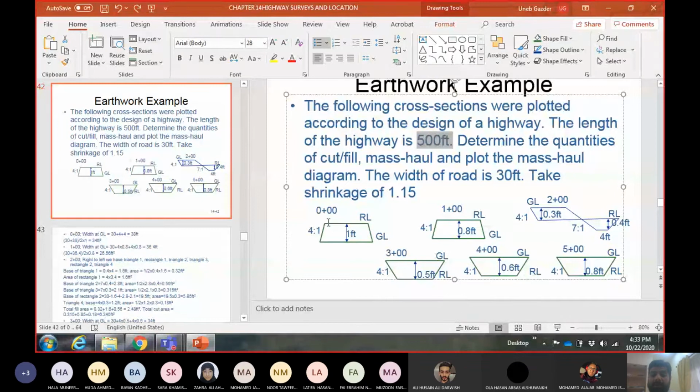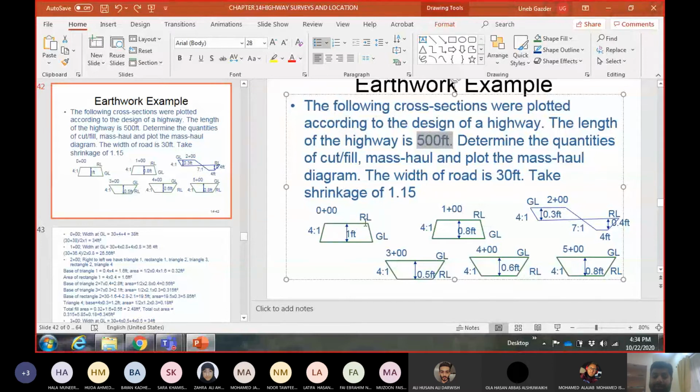Now, if you look at the cross section at station 0 plus 00, you can see its shape. This plain line of the road is making a rectangle with the ground, and then you see some inclined space on both sides. This inclined space is making a right angle triangle with the ground level. So I have a rectangle, and I have two right angle triangles on both sides, this one and this one.